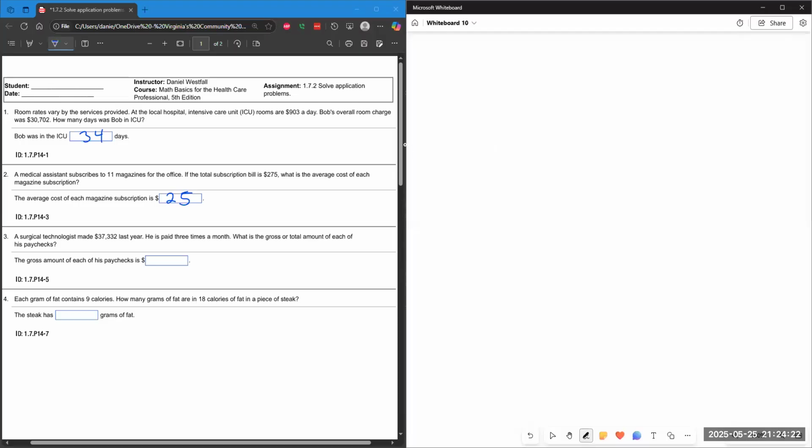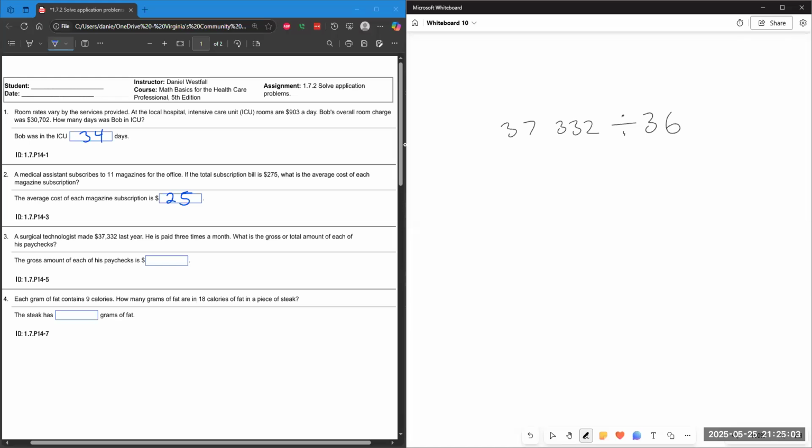A surgical technologist made $37,332 last year. He is paid 3 times a month. What is the gross amount he is paid for each of his paychecks? So 3 times 12 should be a total of 36 paychecks that he should get for the year.